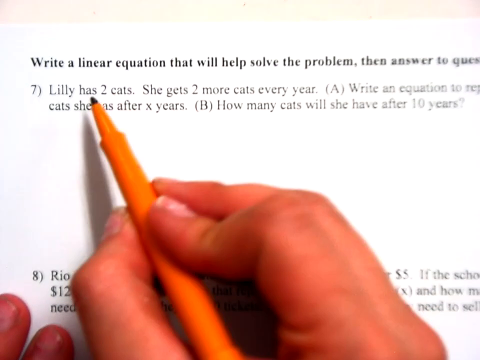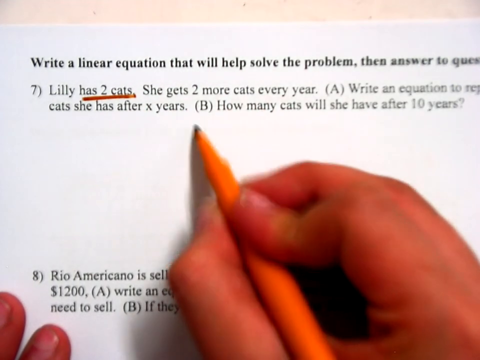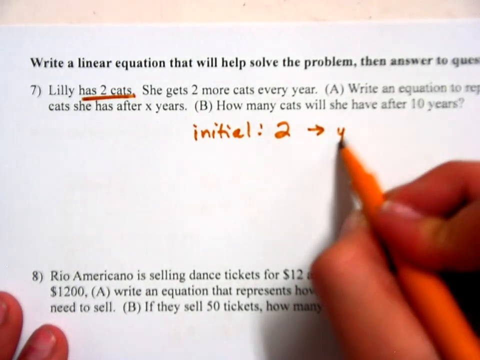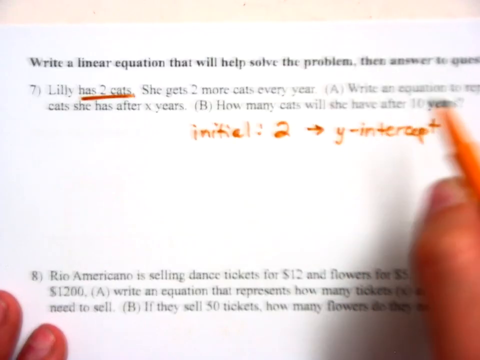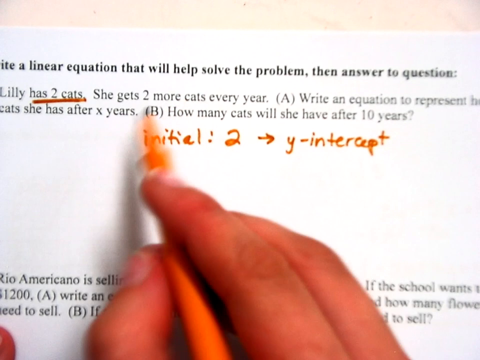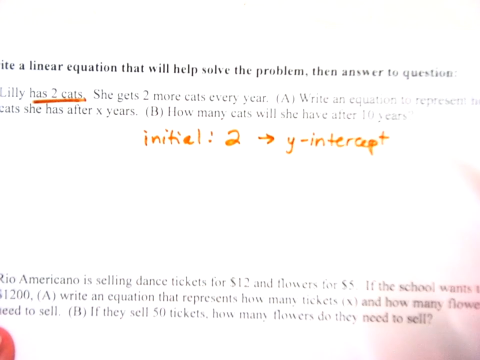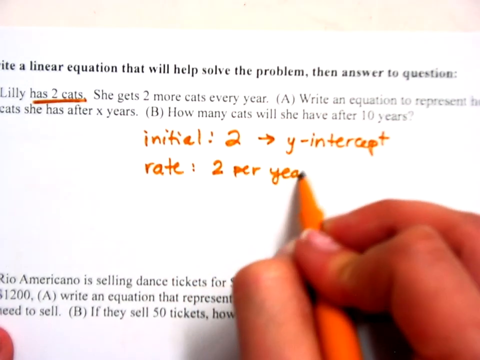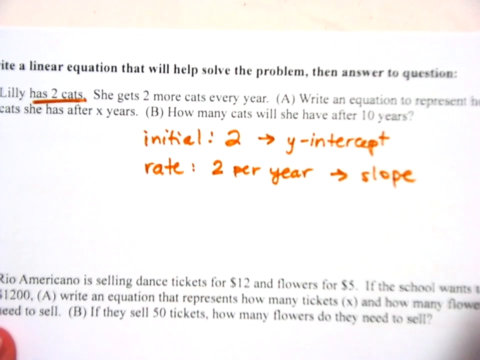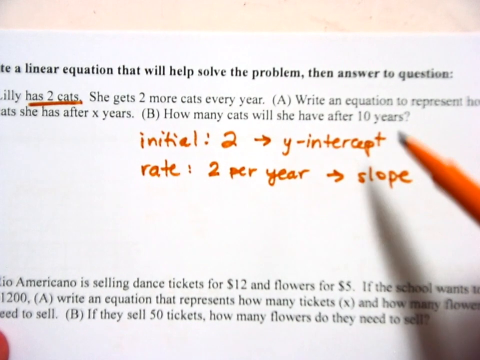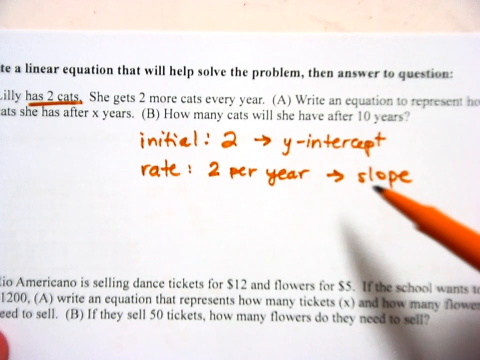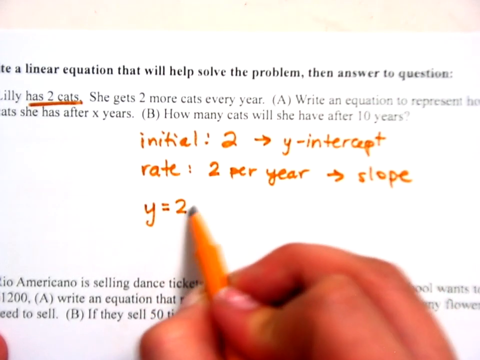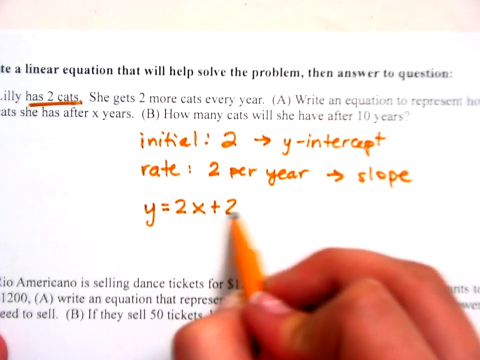So right off the bat, this initial value right here, initial, that's 2. We can also think of that as our y-intercept. That's our b value, that's our starting point. And then 2 every year, that's a rate, that's 2 per year. So our rate, 2 per year, that's our slope. Okay, so I've been given a y-intercept and a slope. Hey, guess what? I'm probably going to write my equation in slope-intercept form. So that means I would write y equals 2x, because that's my slope, plus 2. That's my y-intercept, or my b value.